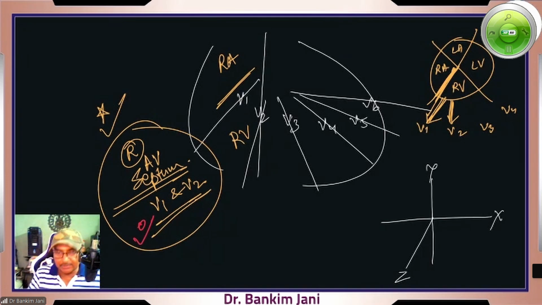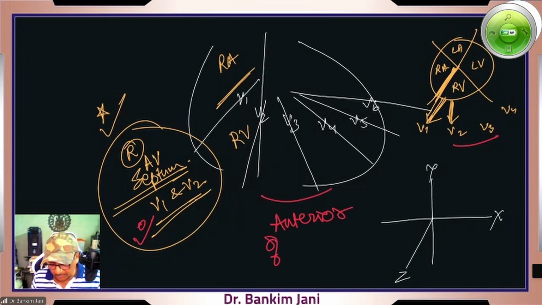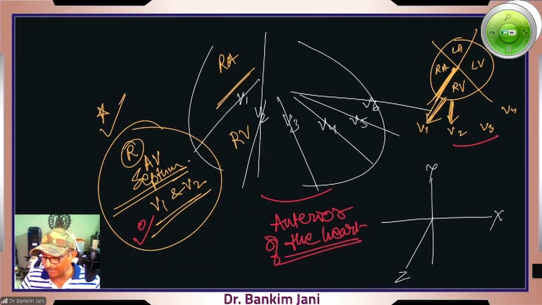And what about this V2, V3? V2, V3 are right in the front, so they will be able to see the interior of the heart. Now, interior of the heart is what? Interior of the heart is the right ventricle. Correct? Right ventricle. So that would be C. So it would be the right ventricle.